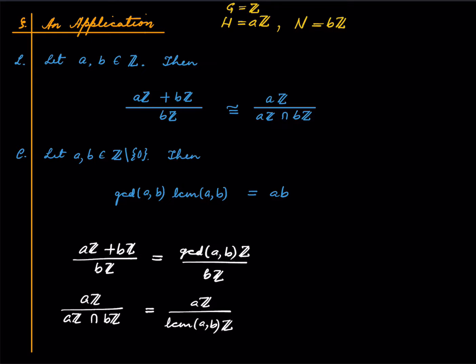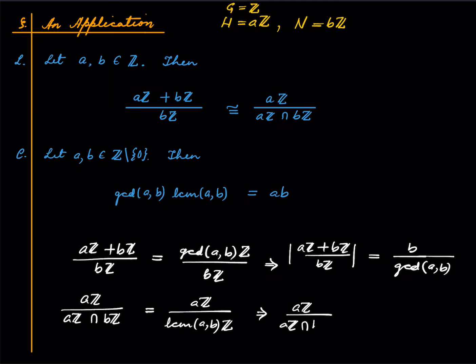I'll let you check. So what is the cardinality of this guy? The cardinality of aZ plus bZ quotiented by bZ is nothing but, sorry, this is b divided by gcd(a, b). And the cardinality of aZ quotiented by this intersection is lcm(a, b) divided by a. So maybe this is not very clear, but all I'm using is this fact that suppose M divides N, then the cardinality of MZ modulo NZ is N by M. And this I leave you to check.